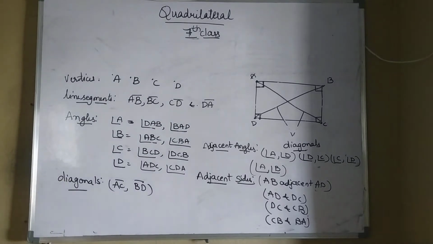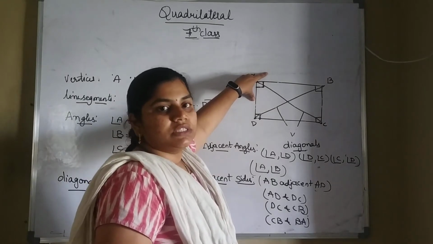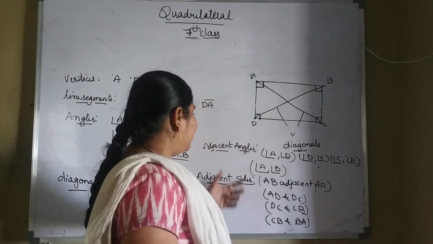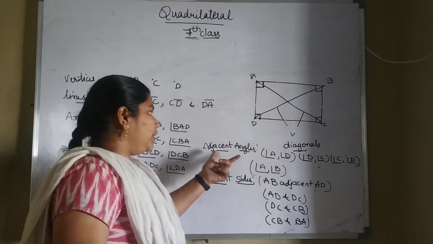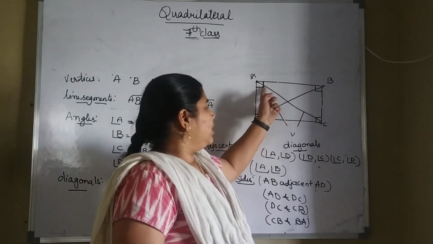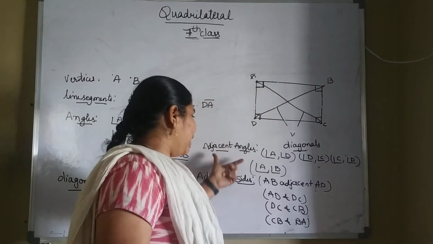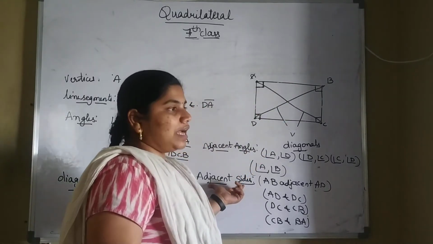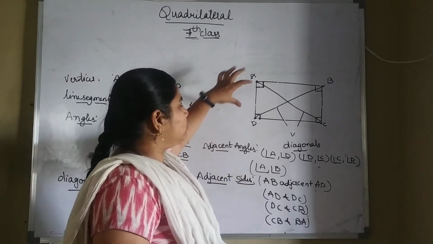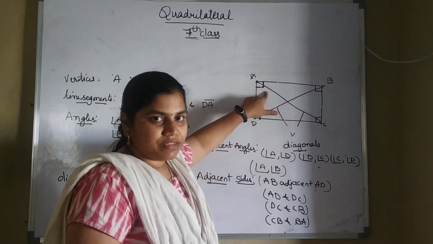So what do you mean by adjacent sides? Adjacent sides are nothing but sides having only one common angle. So these are the adjacent angles and these are the adjacent sides. What do you mean by adjacent angles? Adjacent angles means any two angles having one common side. And what do you mean by adjacent side? An adjacent side is nothing but any two sides having only one common angle.